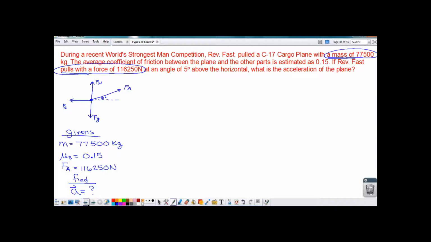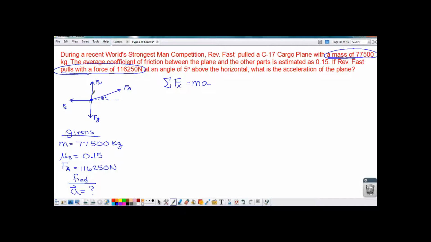So what do we know? Well, we know the plane is accelerating, because we're trying to find the acceleration of the plane. So we are going to follow Newton's second law, which says the net force is equal to the mass multiplied by the acceleration. The plane is accelerating. He's pulling it along the ground, so it's going to be accelerating in the horizontal direction. The plane's not taking off. It's just going to be moving along the ground. So the net force in the x direction is going to be equal to the mass times the acceleration.